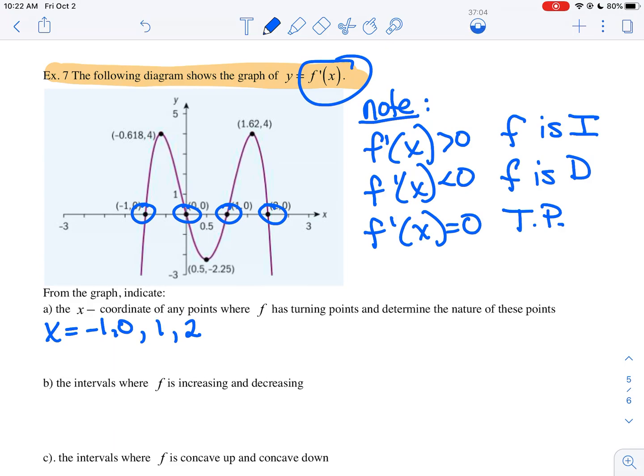Remember, a local maximum occurs when the first derivative changes from positive to negative. So which one of these is the derivative changing from positive to negative? Well, that happens right here. Do you see the derivative is positive, then the derivative's negative? So at x is 0, that's going to be a local max. And where does that happen again? Positive to negative. It happens at 2.